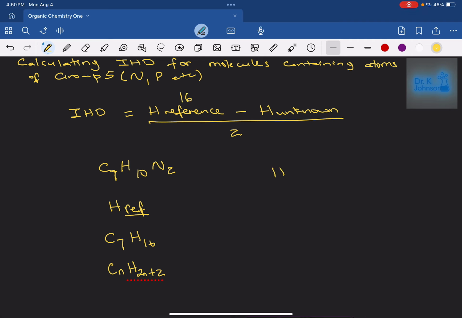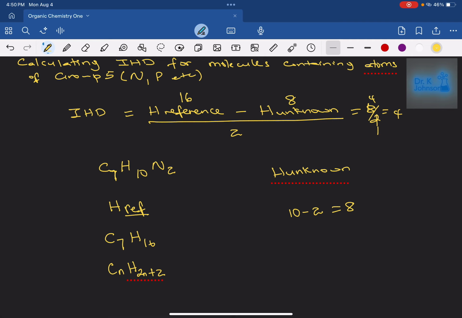Okay, let's look at the number of hydrogens in my unknown. My unknown has 2 nitrogens and 10 hydrogens. So we're going to do 10 minus 2 because of the nitrogens. So it's 8. Please do not make this mistake: you take the 2 from the number of hydrogens in the unknown, not the reference. The reference sits by itself. What you're messing with is the unknown. So this is going to be 8, and then 8 divided by 2. We don't do much math in organic. You can divide by 2, add 2, you're good to go.